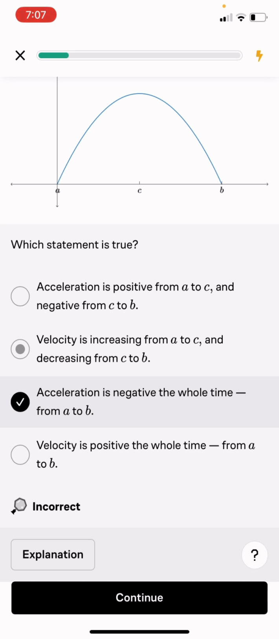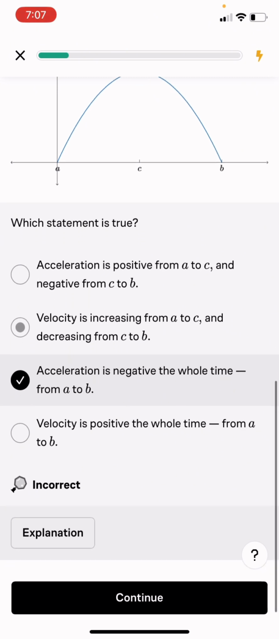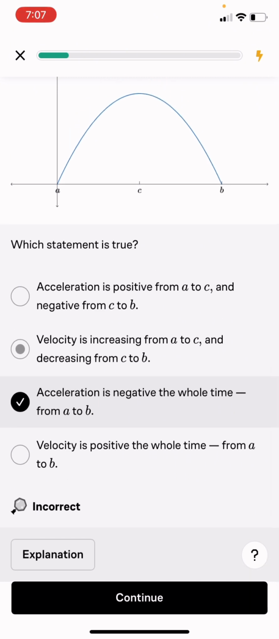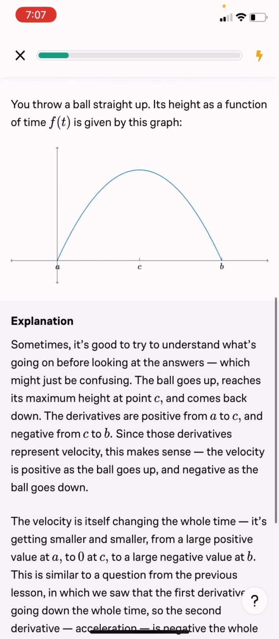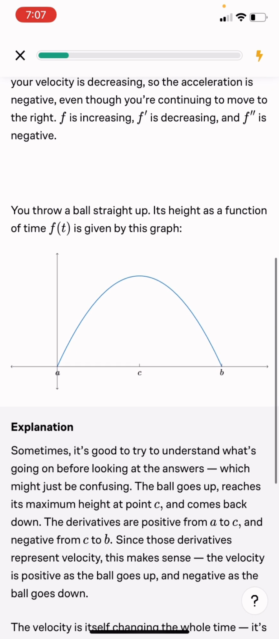So, explanation. Sometimes it's good to try to understand what's going on before looking at the answers, which might be confusing. The ball goes up, reaches its maximum height at point C, and comes back down. The derivatives are positive from A to C, negative from C to B. Since the derivatives represent velocity, this makes sense. If the velocity is positive, the ball goes up, and if negative, the ball goes down.